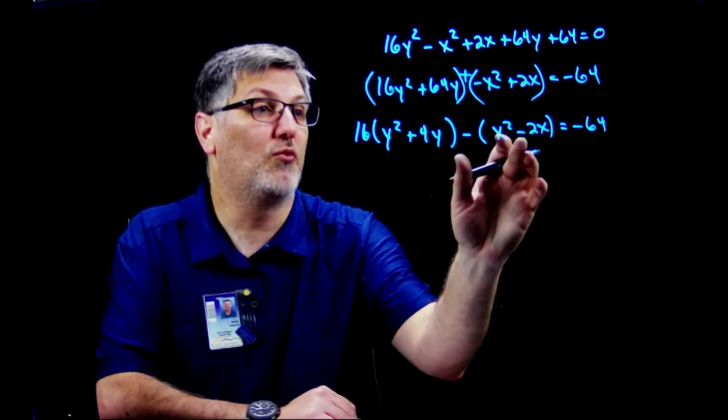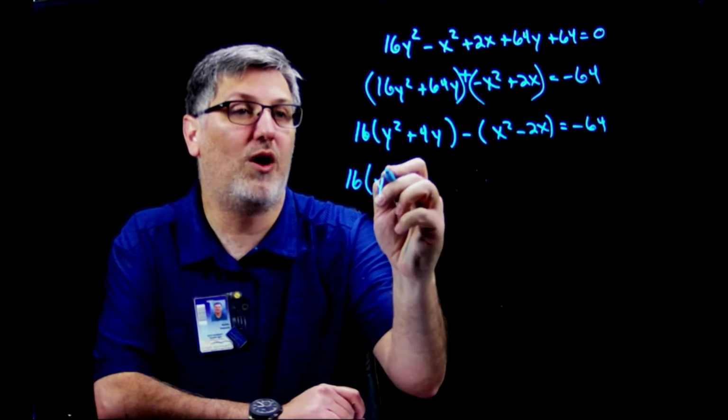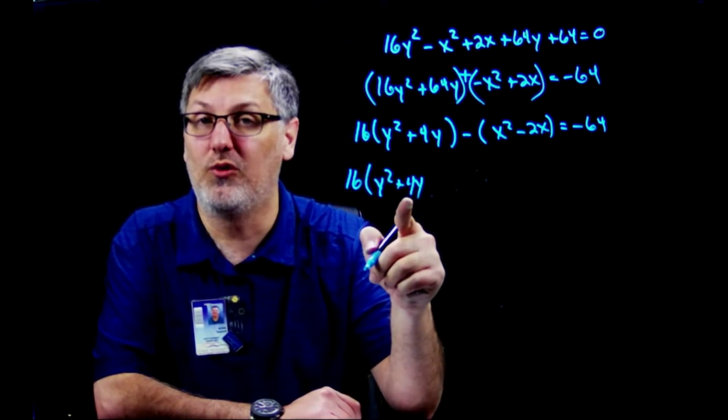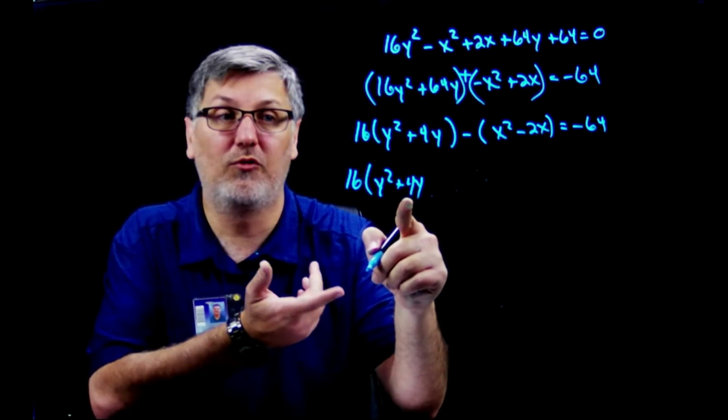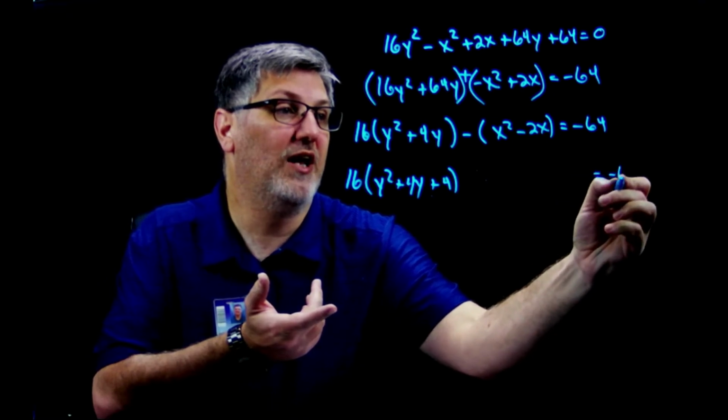Now I just complete the square on the inside of the parentheses. So I'm going to have 16 times y squared plus 4y. I'm going to take half of this term, which is 4. 4 divided by 2 is 2. I'm going to square it, which is 4, so I'm going to add 4. Now on this side, I've got my negative 64.